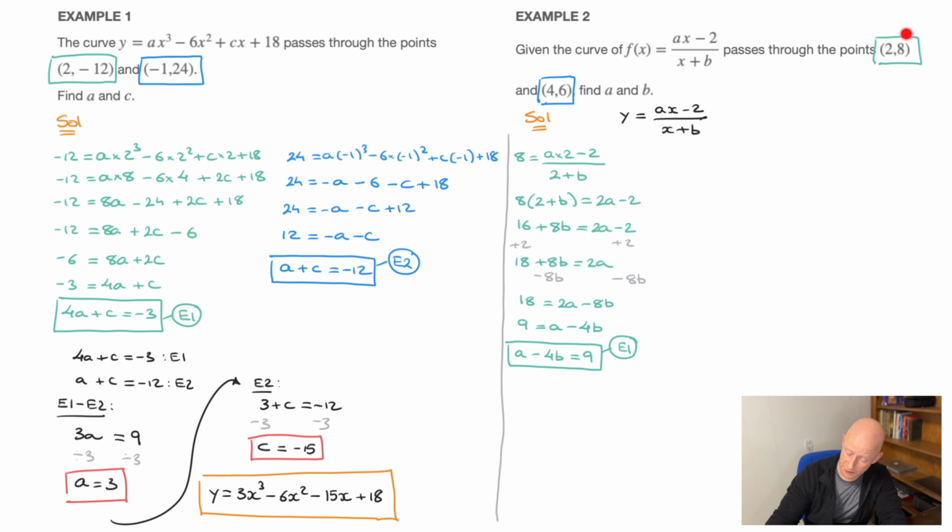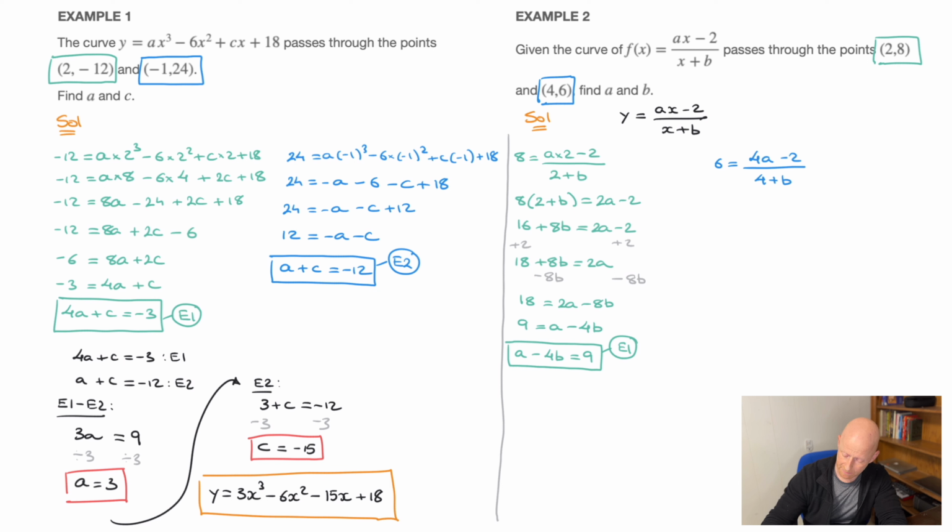Okay, now that we've used this first point, we turn over to the second point we were given, with coordinates (4, 6). And so, in a similar way, if I replace the x's we have inside this equation by 4, then we have to replace the y that we have here by 6. So we can do that up here. That's 6 equals a times 4, so that's 4a. So let me just write that. That's 4a, and that's minus 2 on the numerator, over 4 plus b.